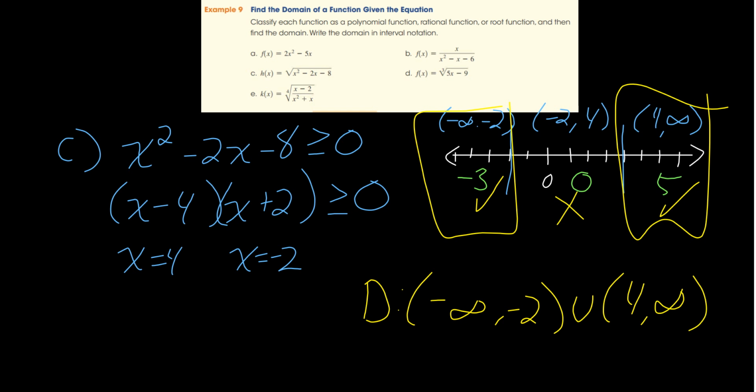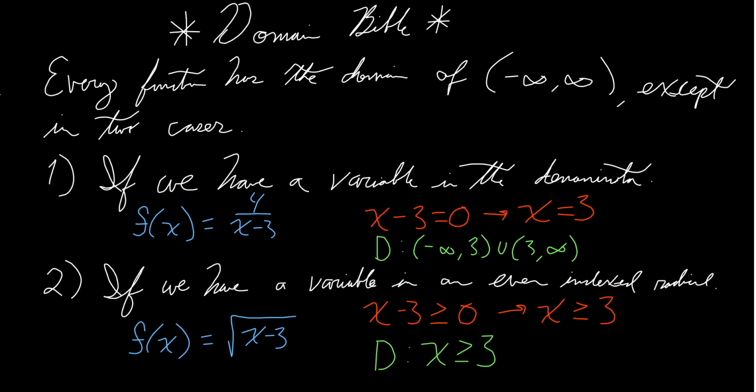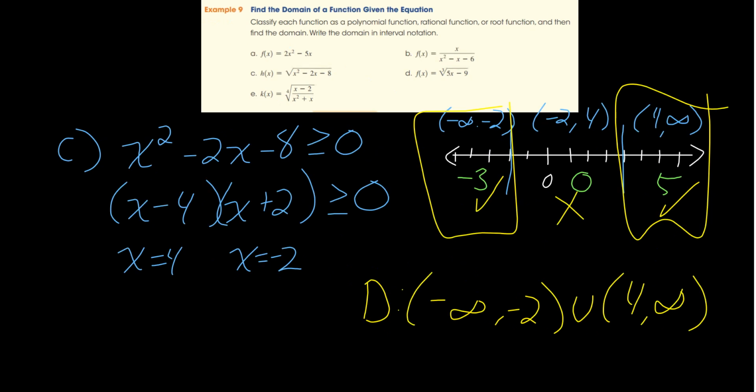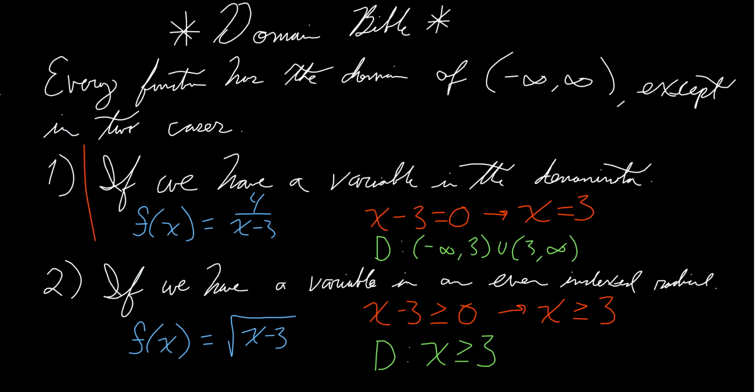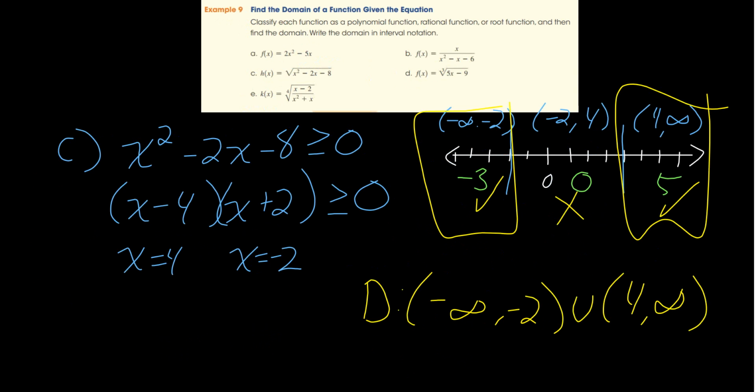Well, it is a root, right? But it's an odd root, isn't it? It's a cube root. If we go back to my domain Bible, I said if we have a variable in an even indexed radical, then there's a restriction. Well, this is an odd index radical, so it does not violate either of these two criteria. Therefore its domain will be from negative infinity to positive infinity.